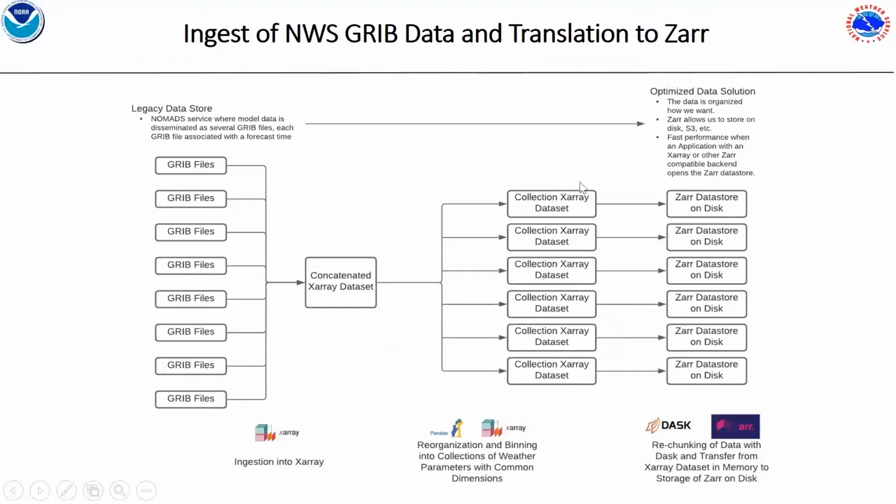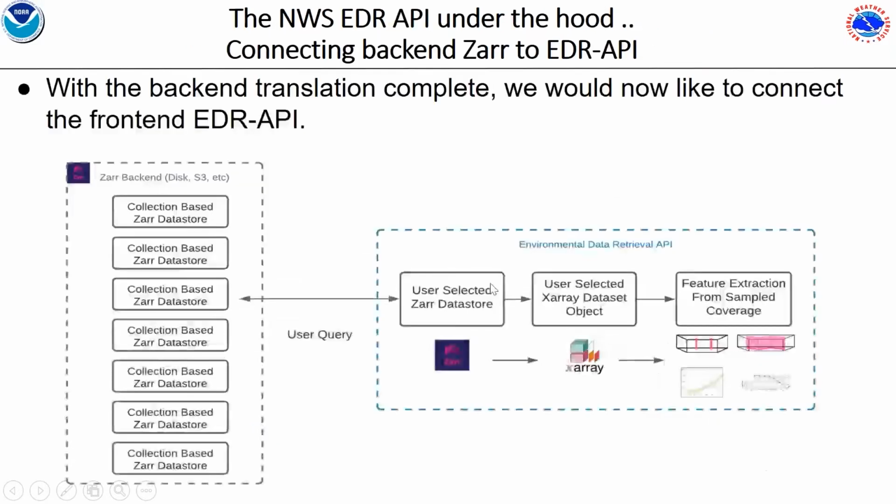We choose to organize our data in a certain way. For the GFS, we're organizing the data by common dimensionality. And then we're storing that in S3 or Lustre or on disk using Zarr. And we're chunking data in the process based on how we expect our users to query the data.